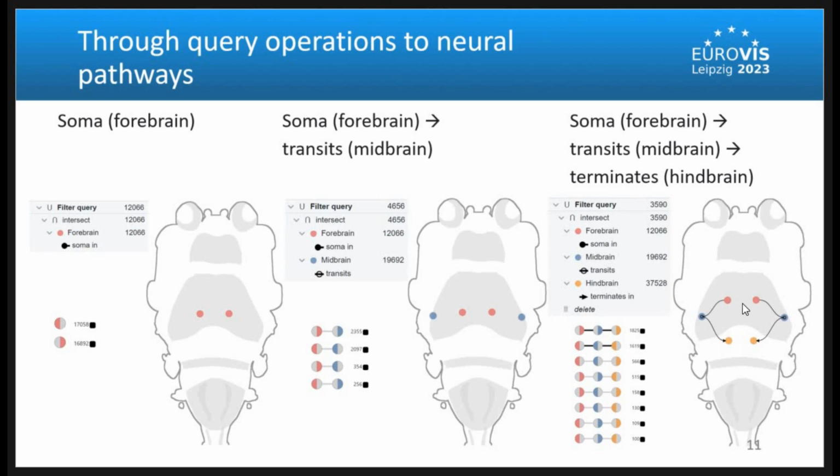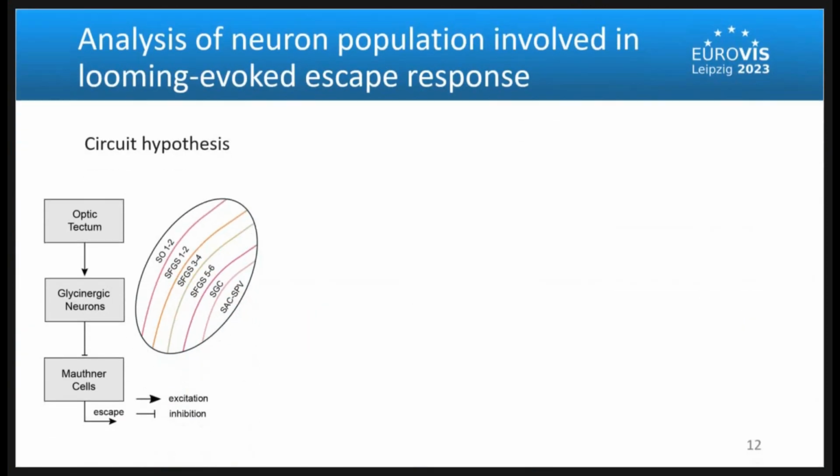And next, let's build the real-world circuit using our tool. Our task here is to find the network elements that inhibit escape to the non-threatening dimming stimuli. We already explained the dimming stimuli in the previous slides.